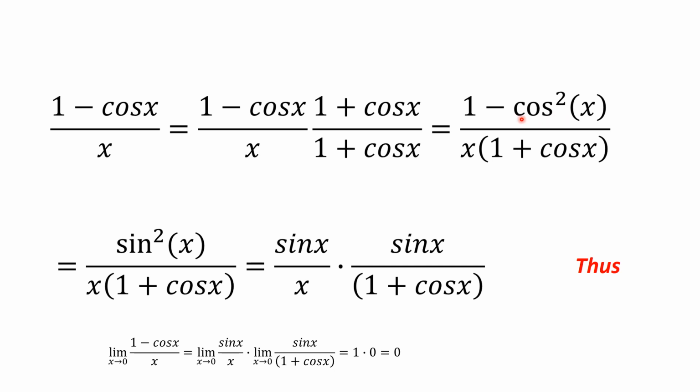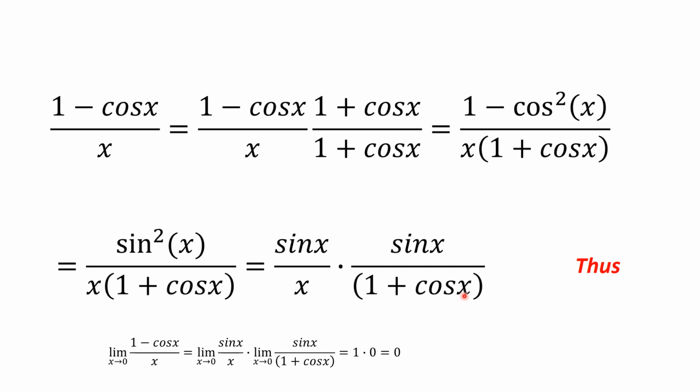But we know that 1 minus the cosine squared x is the sine squared x from our trig. So we have this, and again we have this factor that's in the denominator still. Now I just reorganize this. I'll put one of the sine x's here, the other sine x here. I'll take my x and put it here, and I'll put my other factor here.